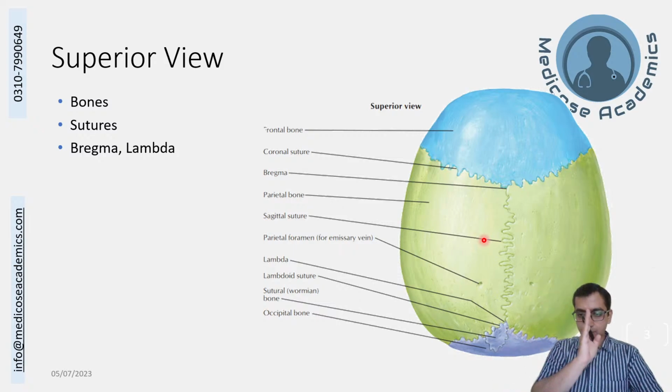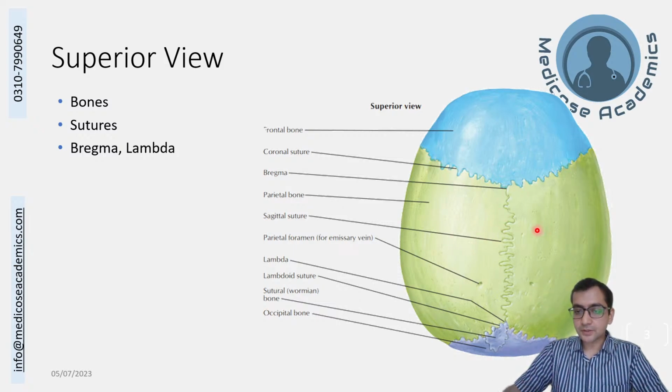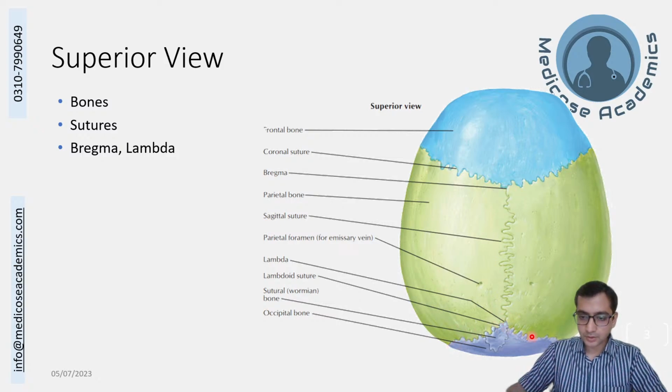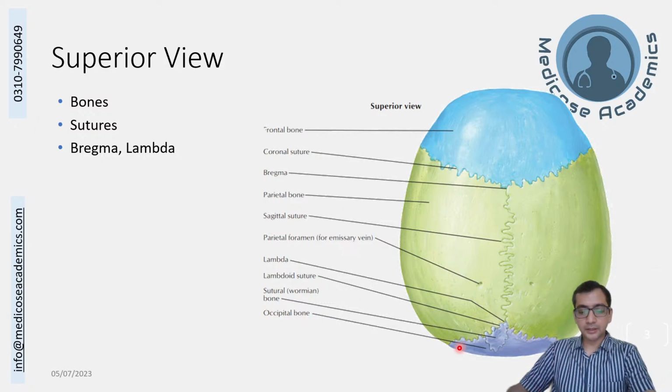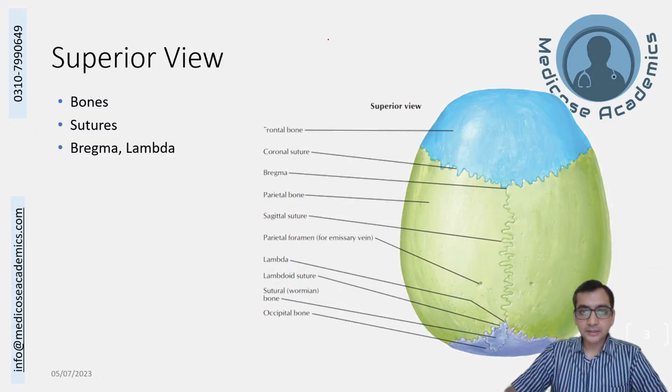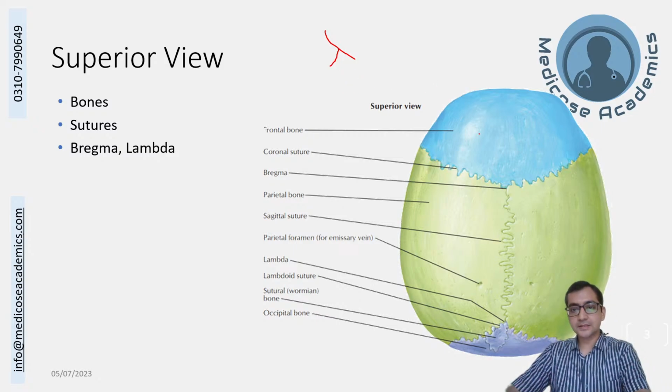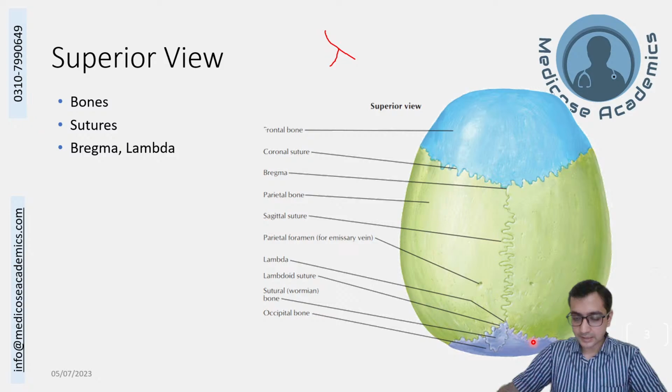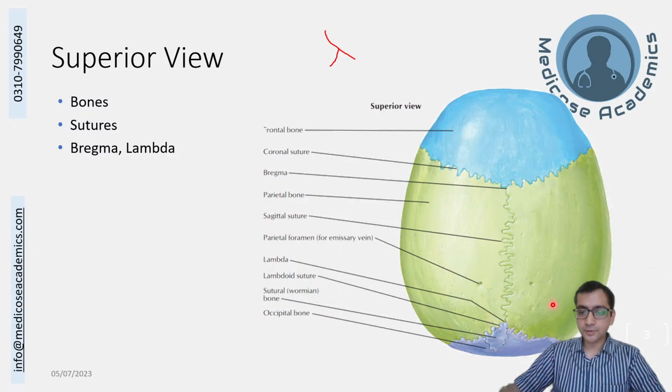It is in the sagittal plane of your body, and it is between the two parietal bones running from front to back. And this one is the lambdoid suture. You may remember from the physics lectures of FSc and O levels that this symbol was called lambda. So it is something like that. This is the lambdoid suture. It is between the parietal bones in front and the occipital bones in the back.